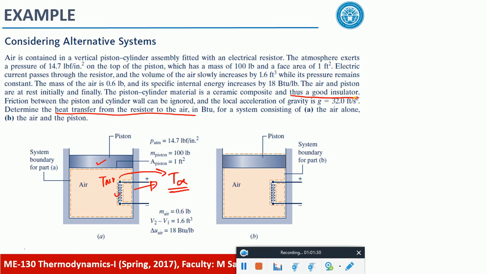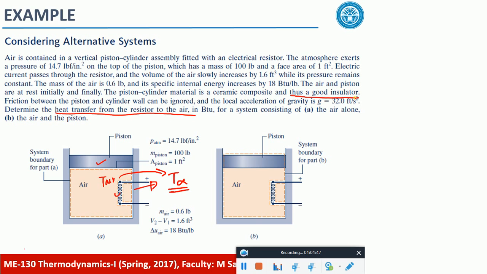That coil is a part of the surrounding. The coil and piston are both a part of the surrounding. Basically that resistor is surrounding. You just take air as the system, so every other thing would be surrounding, including the coil. Do you understand that?